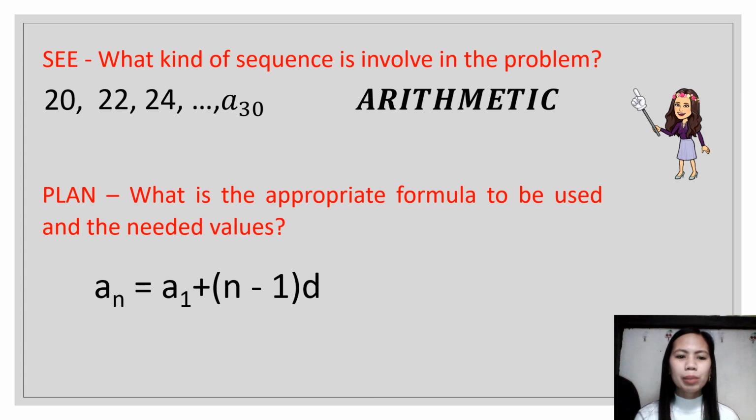Okay, meron na tayong formula. What are the needed values? So, galing dito sa ating sequence, 20, 22, 24, so on and so forth. So, we will come up with the following values. We have the A sub 1, 20. We also have the common difference 2. The number of terms is 30, and then we need to solve for A sub 30.